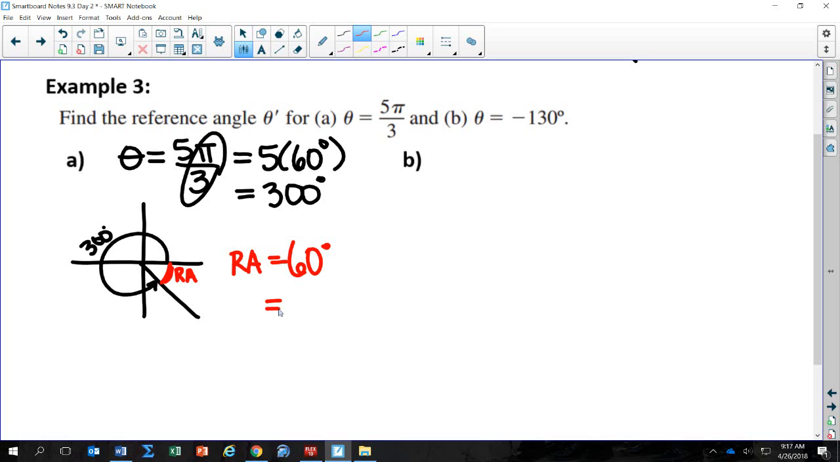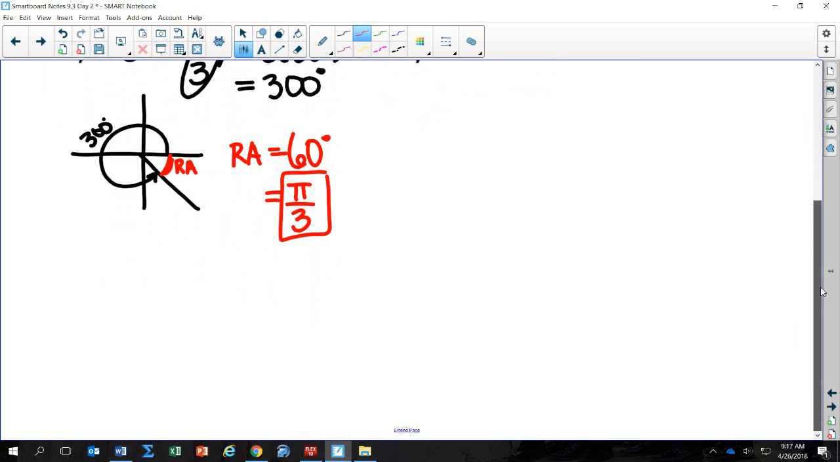Say it loud, Penny. Pi over 3. Very good. If you're not sure, just multiply by pi over 180, and it'll get you back to the radian equivalent. Now, for those of you that are pre-calc bound, I want you to think about it a slightly different way. So I need to first draw my 5 pi over 3 angle.